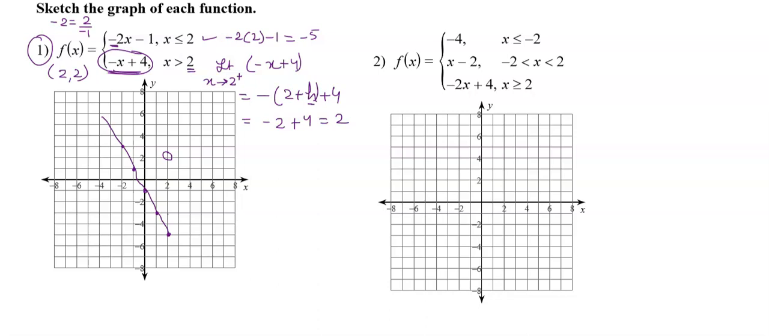Now onwards, we can see the slope is negative 1. Slope negative 1 means rise over run: rise is 1 and run is 1 left. So you rise by 1 and run by 1 left. But because x has to be greater than 2, we will not be going further in that direction, we will be going backward. So this can also be said as negative 1 over 1.